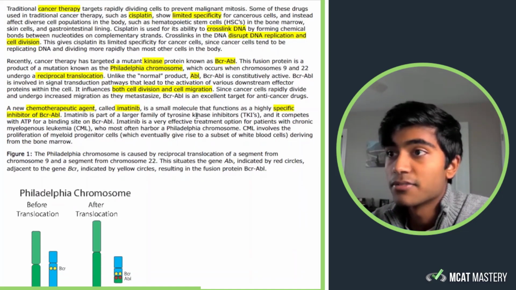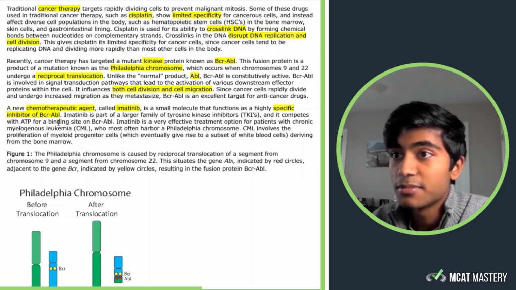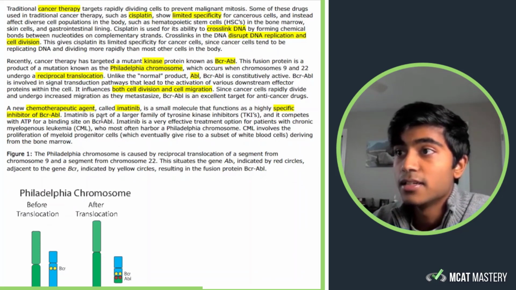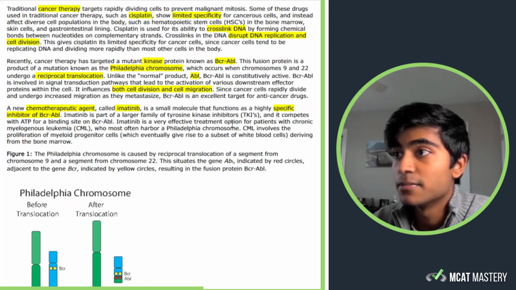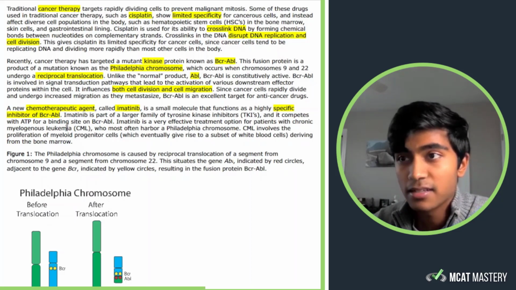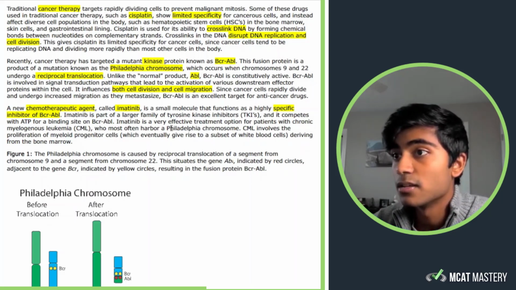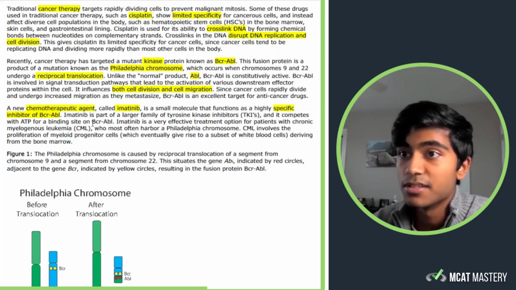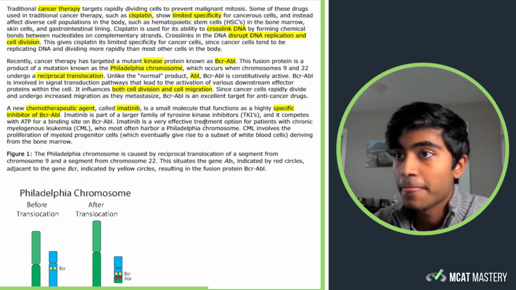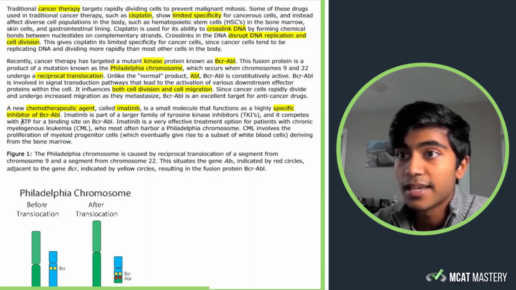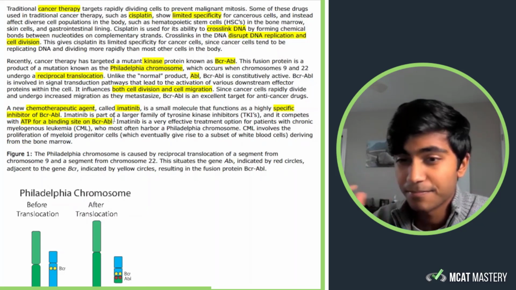So it's part of this larger family of inhibitors and competes with ATP for a binding site on BCR-ABL. Imatinib is a very effective treatment for patients with chronic leukemia, which is cancer of the white blood cells, which most often harbor a Philadelphia chromosome, meaning it has BCR-ABL. Okay, so what we saw was that it competes with ATP for a binding site, okay? So we still need to figure out what kind of inhibitor it is.